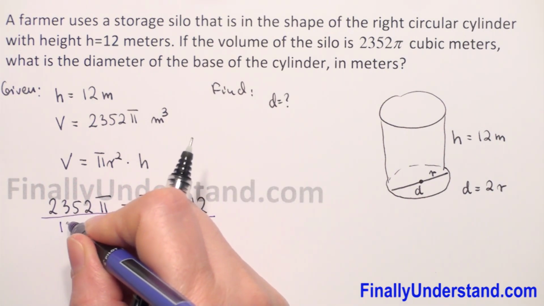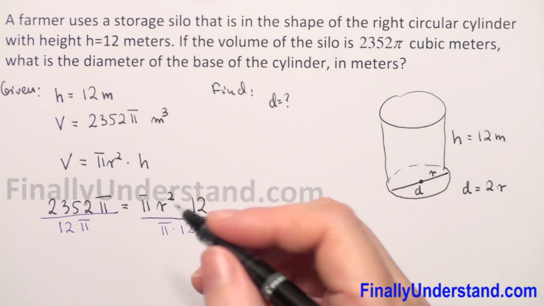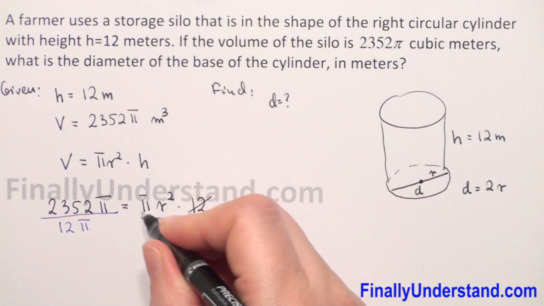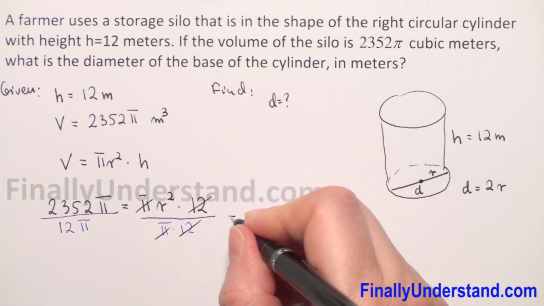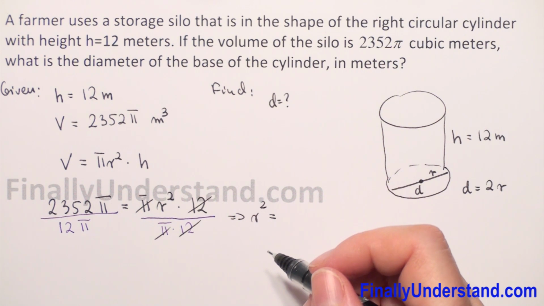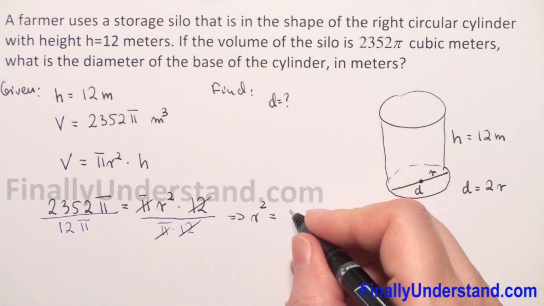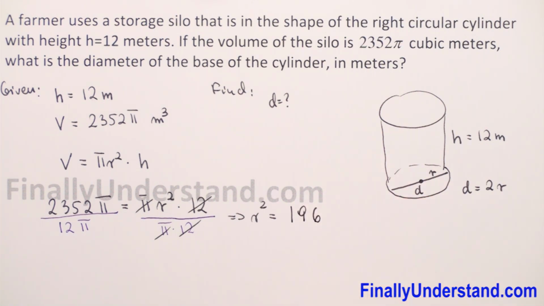We can write 12 pi. So on the right side we can reduce 12 and pi. So we have that R squared is equal to 2352 divided by 12, which is 196. So we have pi and pi, of course, we can reduce.